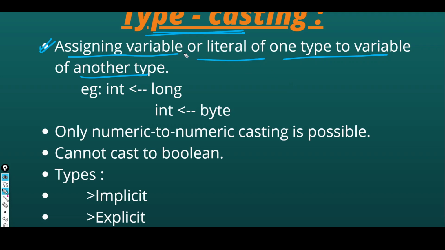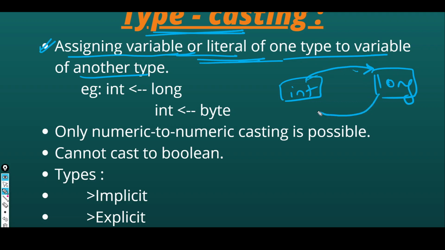So for example, as I said, assigning a variable or literal of one type. What are the types we have covered yet? Int, long and all that, right? So let's consider int and long. Assigning a variable or literal of one type to a variable of another type means assigning the value of int to long or long to int. This is just an example, you can take any other data type as well. So this is something called typecasting.